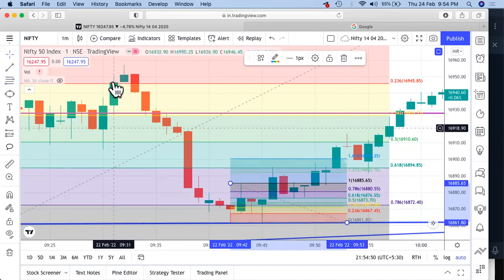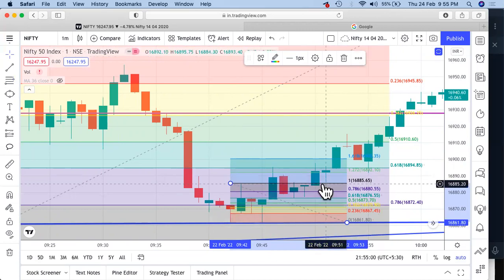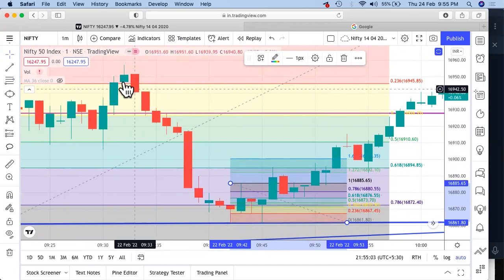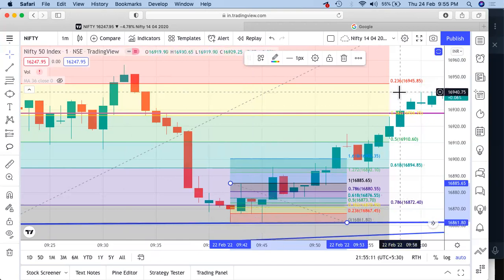Right. So the first confirmation is okay. I'm getting a support either at 0.236 or 0.786, because at this stage I'm not very sure whether the trend would be going up or down. But one thing is pretty sure: if it gives me a confirmation over here, probably I'll try to take a trade over here, right? But if it gives me a confirmation over here, I'll probably try to take a trade in the upward direction, right?